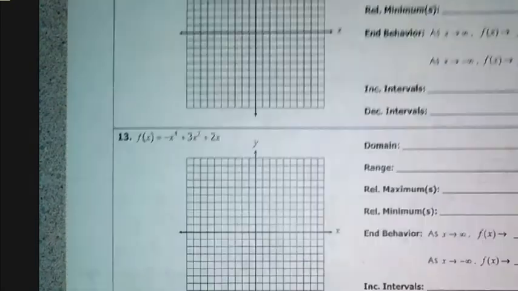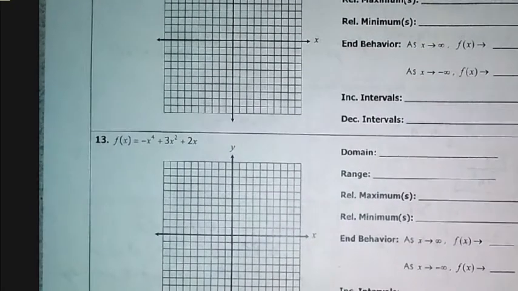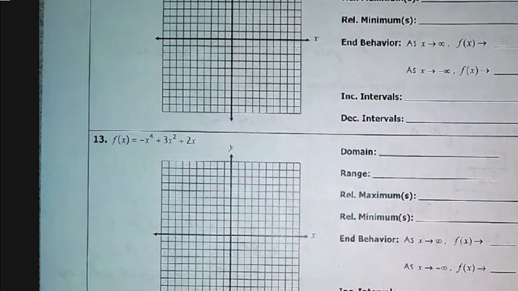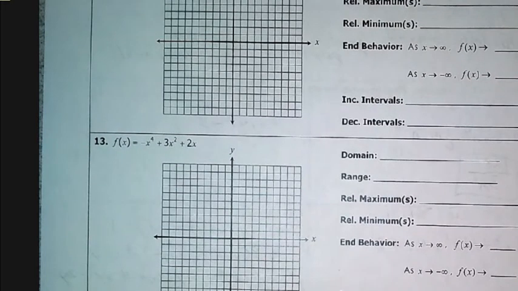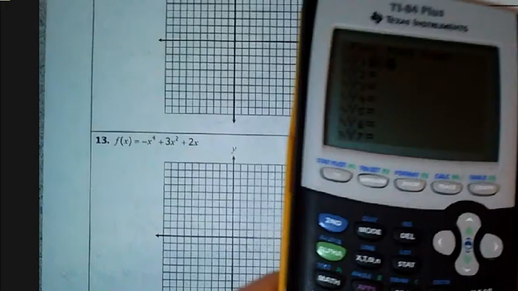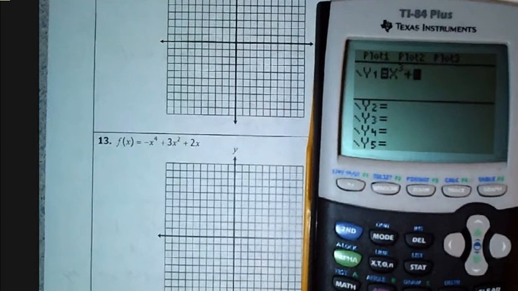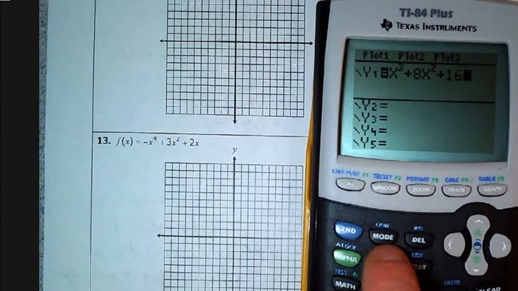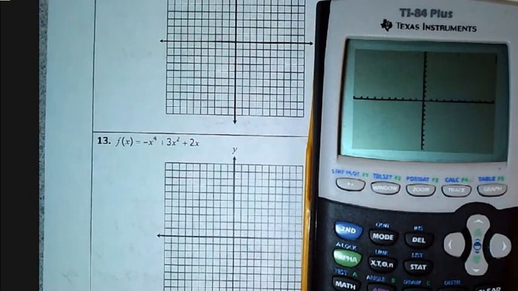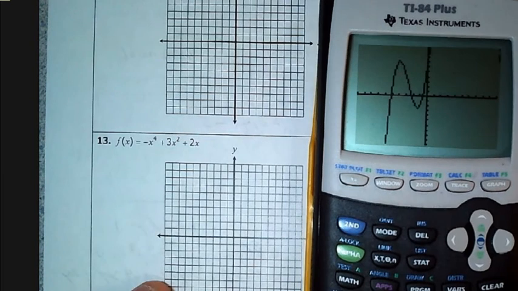Okay, on the back, in order to do this, you need to graph this on the calculator first. And so when we do that, okay, x cubed plus 8x squared plus 16x plus 7, graph. So you can see what our graph is supposed to look like.